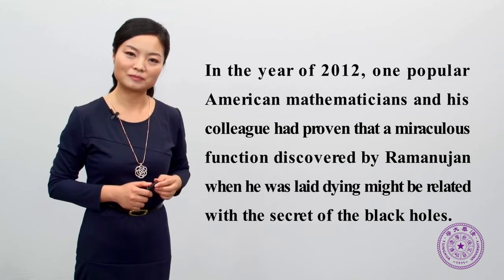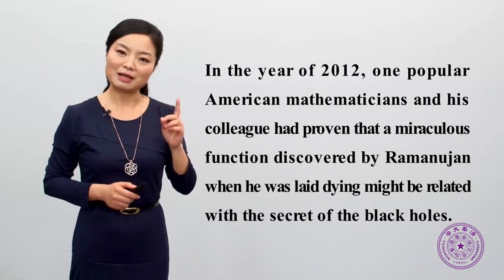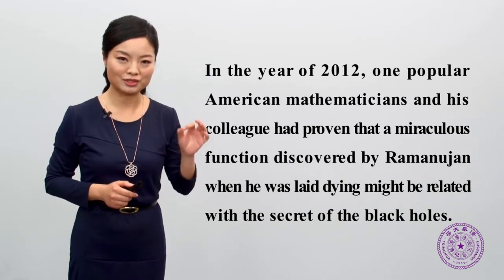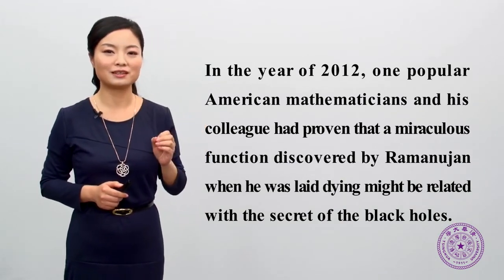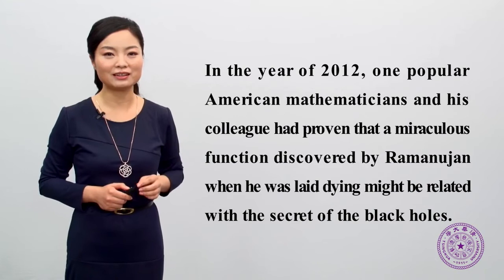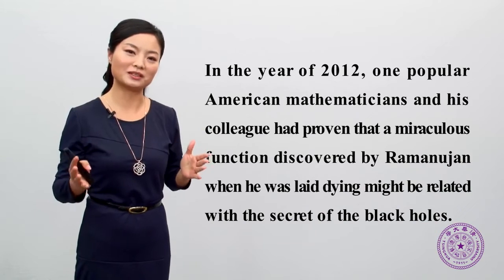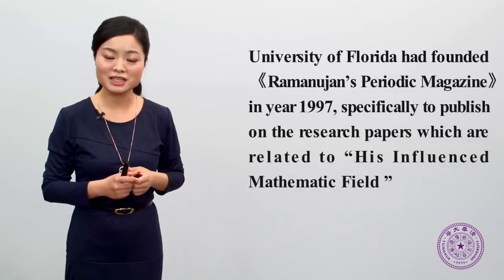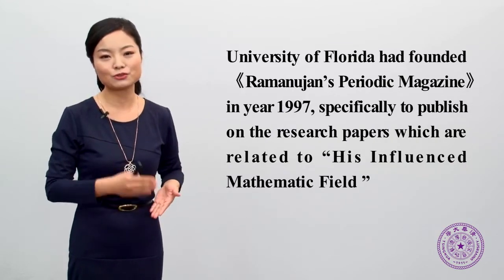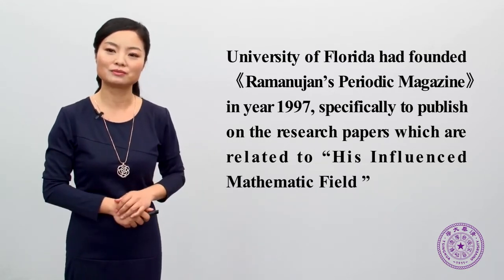Especially in the year of 2012, one popular American mathematician and his colleague proved that as Ramanujan was lying dying, he left a miraculous function, and it shows that this function is related to the secret of black holes. Therefore, we can see that Ramanujan, who is such a miraculous person, even left us with a lot of unknown problems. Even the American Florida University had opened up a Ramanujan periodic magazine, especially published on the research work about his 3 notebooks.